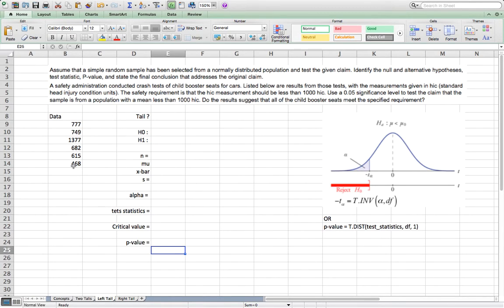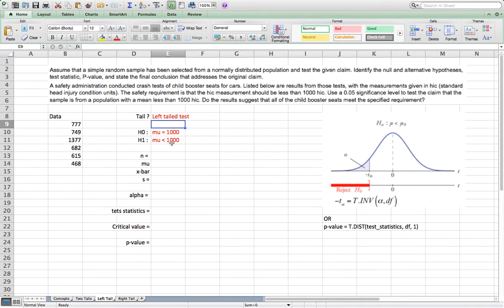So the data is listed here. Okay, now let's see. First, we will see what our claim is. Our claim says less than 1000 HIC. So mu is less than 1000. That's your claim, which is your alternative hypothesis. So your null hypothesis is the one opposite, which contains the equal sign. So we just say equal 1000. Of course, you can write it as greater than or equal to. Now, this will be a one tail test. Actually, it is a left-tailed test.